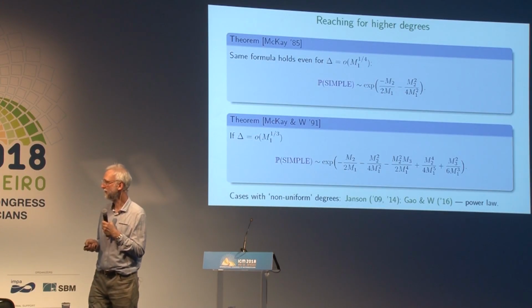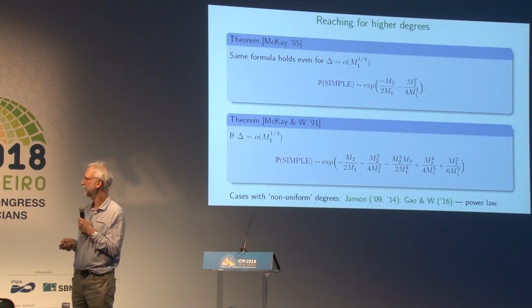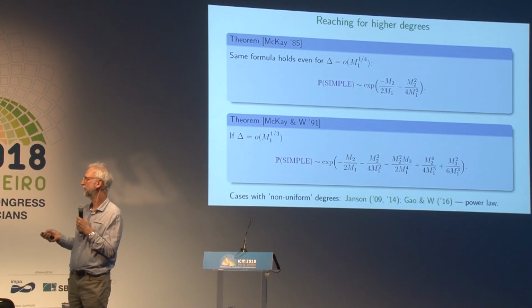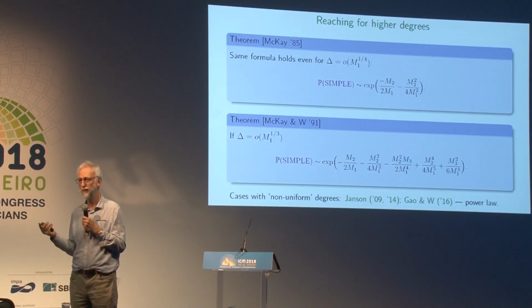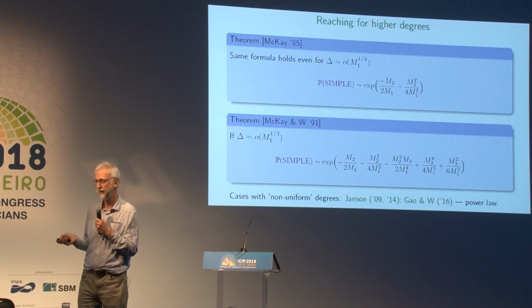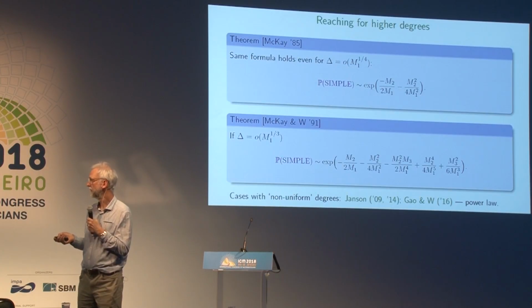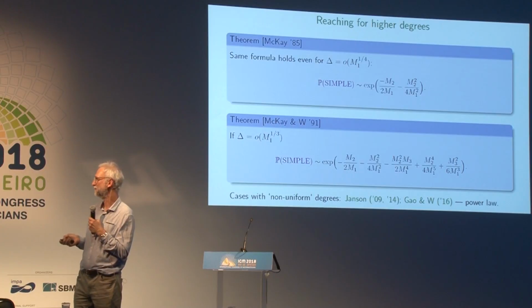Okay, from here we started going for higher degrees. Well, McKay got the first big advance. He showed the same formula holds as before when the max degree is around the number of edges to the 1/4. And then I extended that result with McKay a little later to get max degree m to the 1/3, where m is the number of edges. And you can see the formula is getting a little bit more complicated.